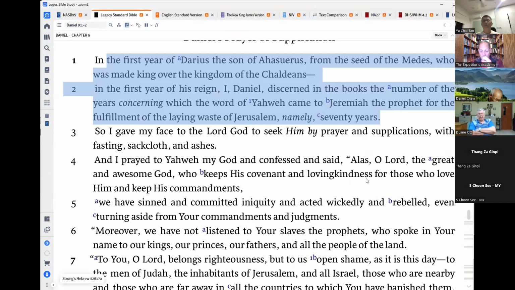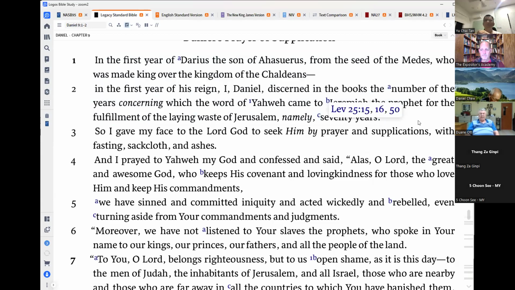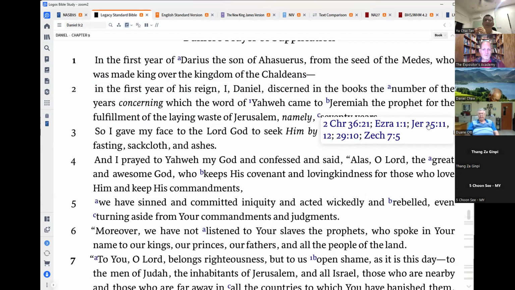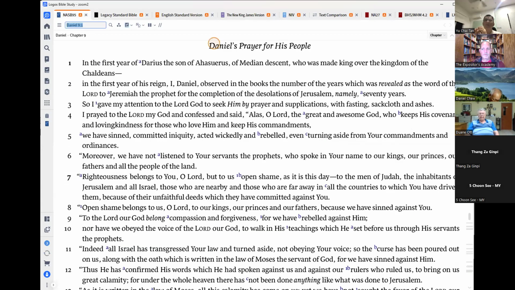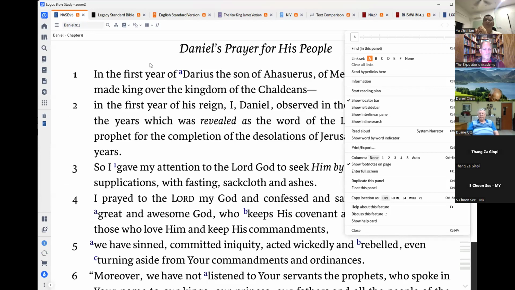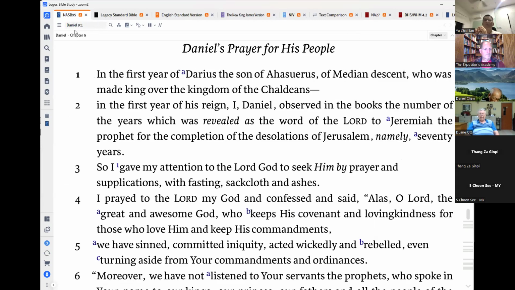And then he basically realizes that the 70 years are literal. Have happened. The 70-year exile that Jeremiah predicted in two different places, right? I think there's probably a cross reference here. Yeah, 25:11.